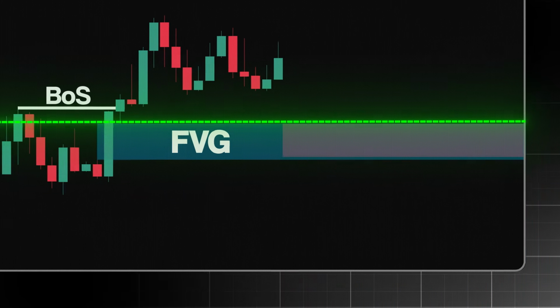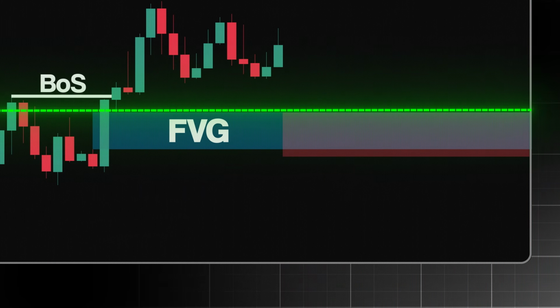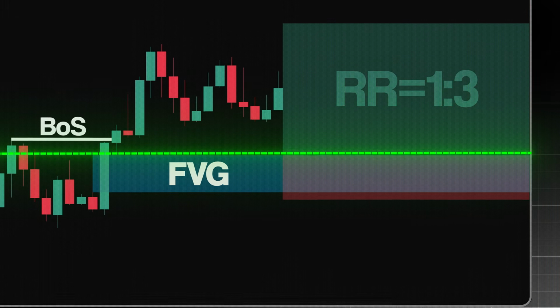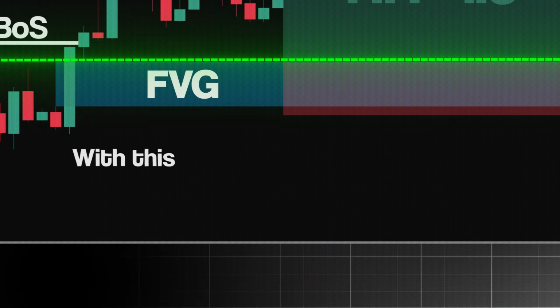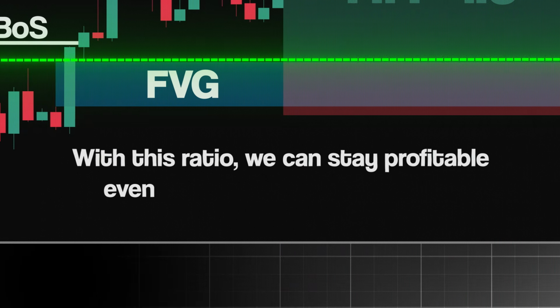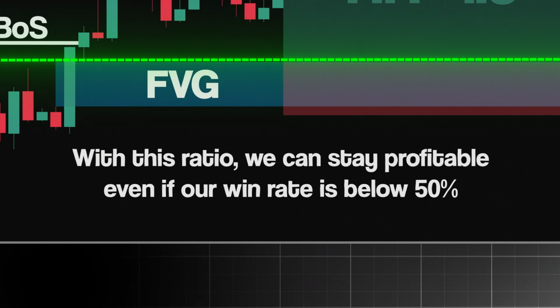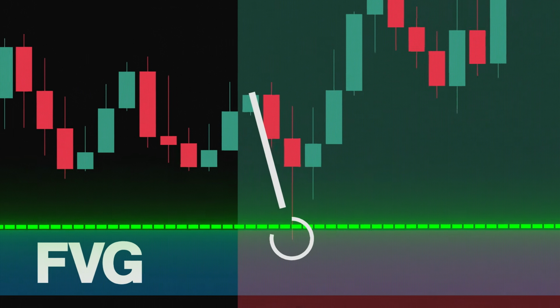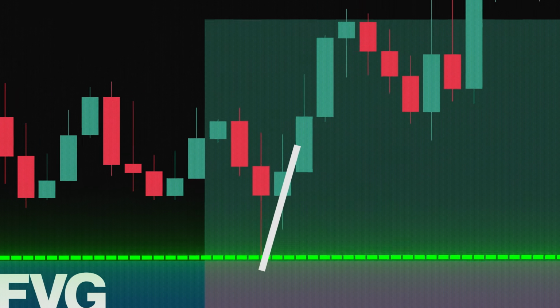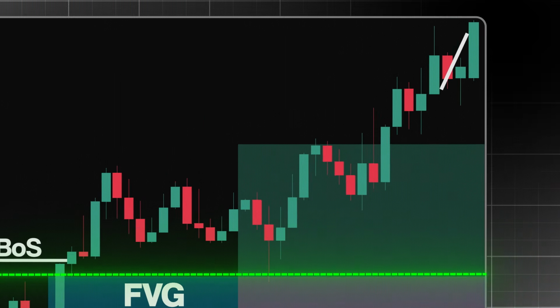The stop loss goes slightly below the fair value gap, and the take profit is set at 3 times the stop loss distance. This gives us a risk-to-reward ratio of 1 to 3. With this ratio, we can stay profitable even if our win rate is below 50%. And as we can see, the setup plays out perfectly. Price taps into the fair value gap, respects the zone, and then moves exactly as expected.